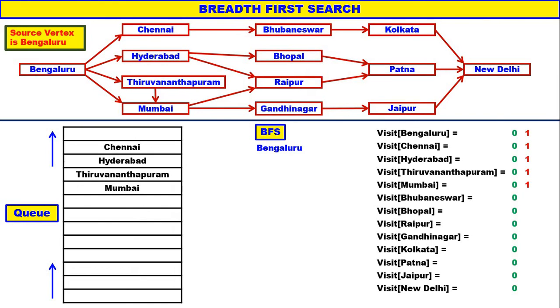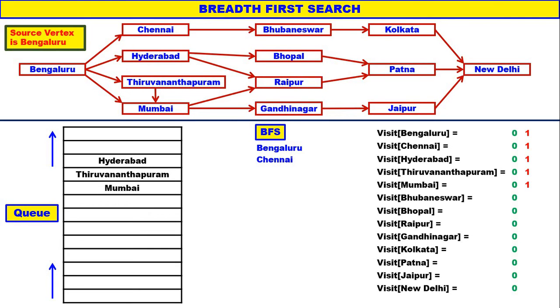Is the queue empty? No, the queue is not empty. Remove the front element of the queue. What is the front element of the queue? Chennai. Therefore, remove Chennai, add it to BFS. Find out what are the vertices that are adjacent to Chennai. Chennai has only one adjacent vertex, that is Bhubaneswar.